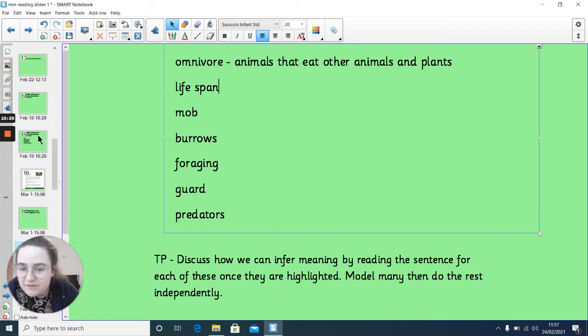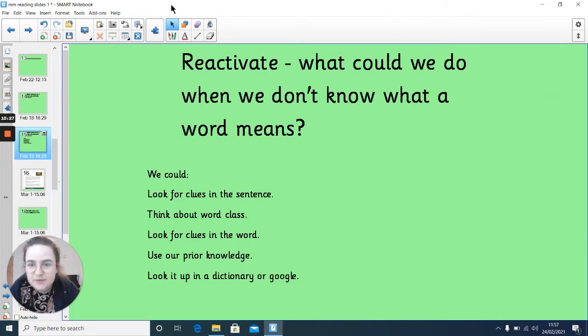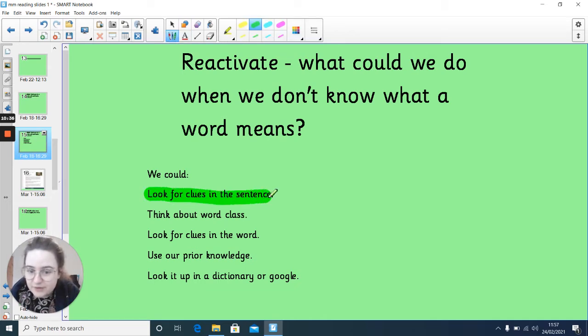Super. So let's have a look at our strategies. What did we do? We had a look for clues in the sentence. It wasn't actually a sentence, it was more of a fact file box, but we looked for clues when we found the word. And we also used our prior knowledge. So those are the two things that we did to clarify that word omnivore.